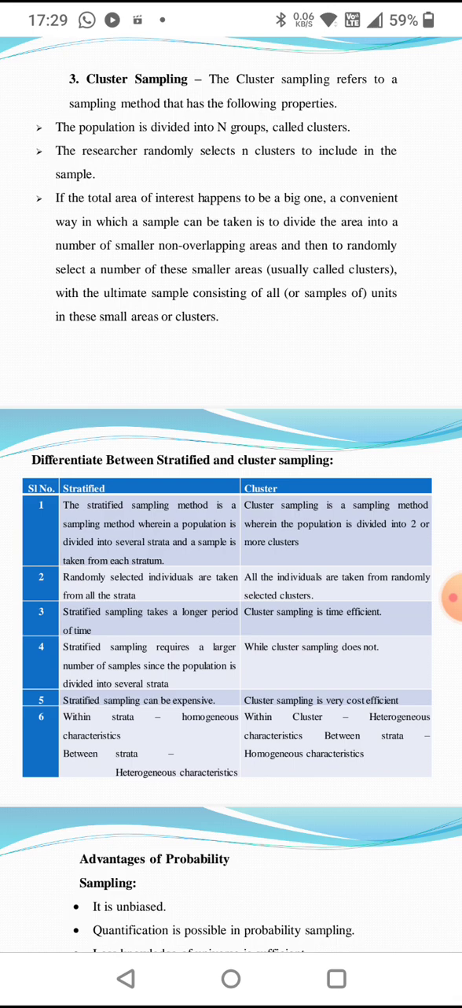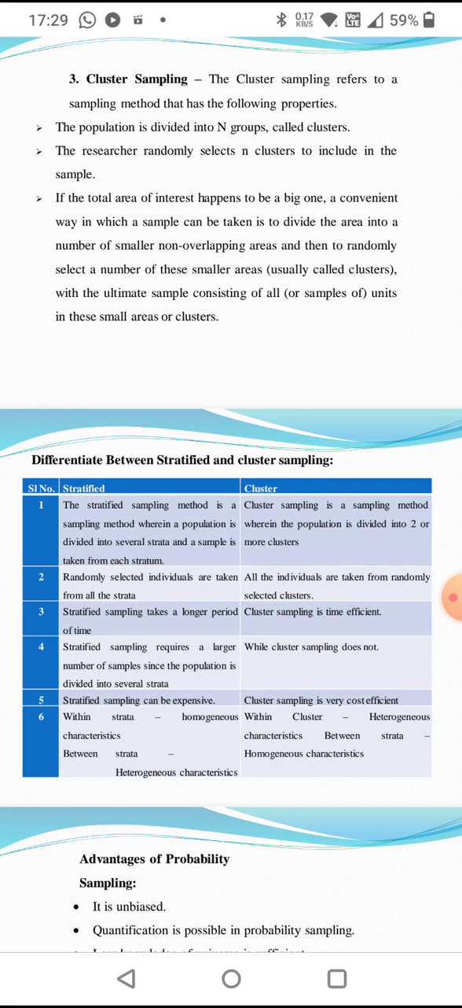Stratified sampling takes a longer period of time, whereas cluster sampling is time efficient, that is, it takes less time. Stratified sampling requires a larger number of samples since the population is divided into several strata, while cluster sampling does not require a large number of samples because they are not divided into several strata, only a few. And stratified sampling can be expensive, whereas cluster sampling is very cost efficient, less expensive.